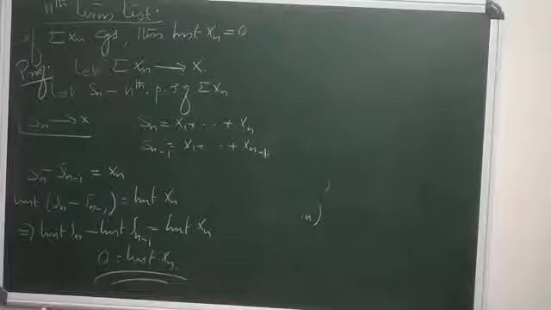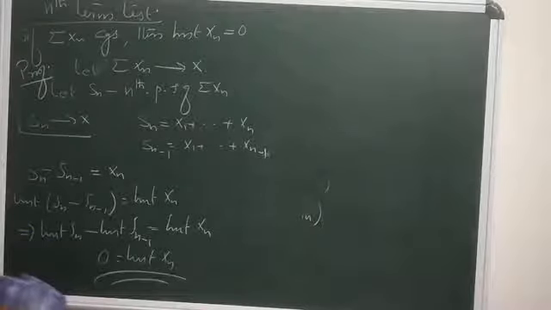So this is the important result, the nth term test. If the series sigma xn converges, then limit xn equals 0. Sigma an converges, then limit an equals 0. Agree?